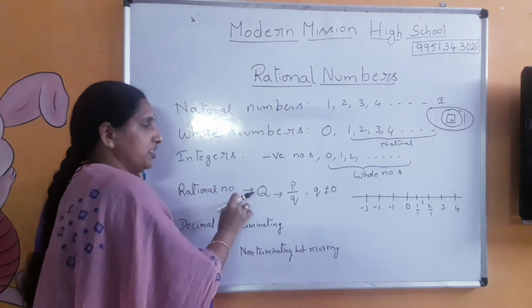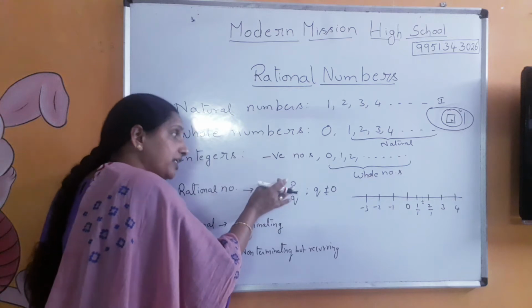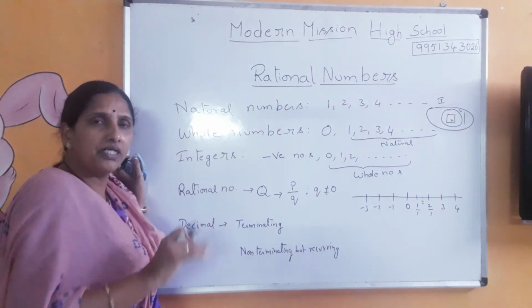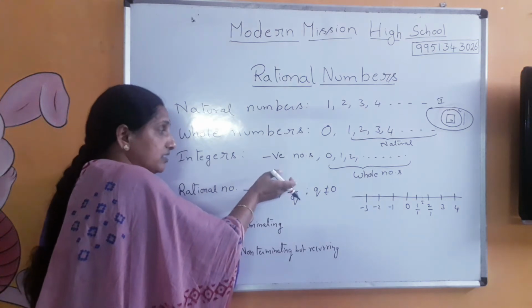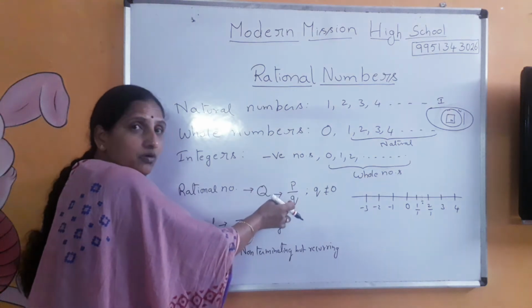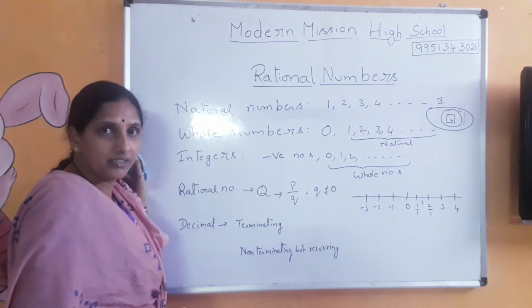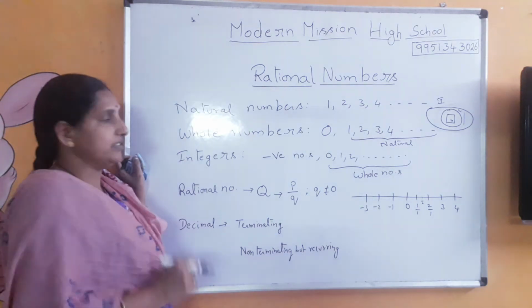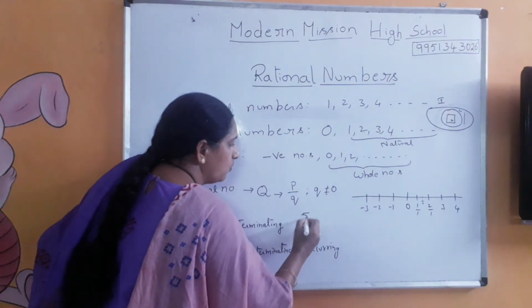Therefore, while defining a rational number, we say that a number which can be expressed, it need not always be something like 1 by 2. Any integer which can be expressed, this P can be an integer, Q can be an integer, any number which can be expressed in P by Q form, where Q is not equal to 0 and P and Q are integers. I will explain how it is. Let me take 5 by 1.